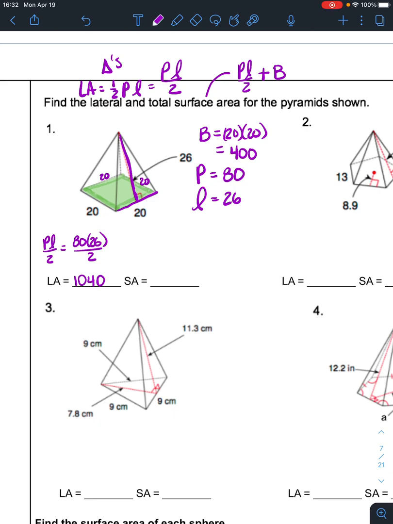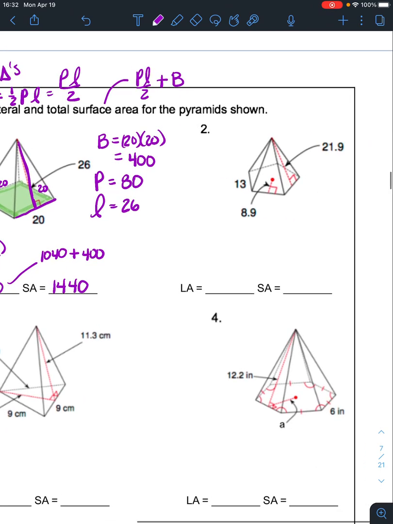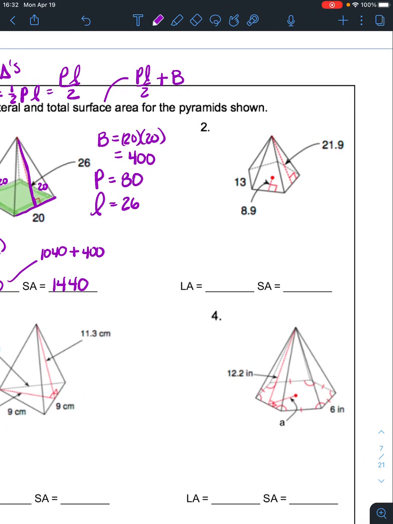Okay, surface area will be to add the square bottom. So I take that 1040 that I found, that's my 4 triangles, and I add your square base, which is 400. So my total surface area would be 1,440. Now, the thing with pyramids is your base can change. Okay, always find your base first.